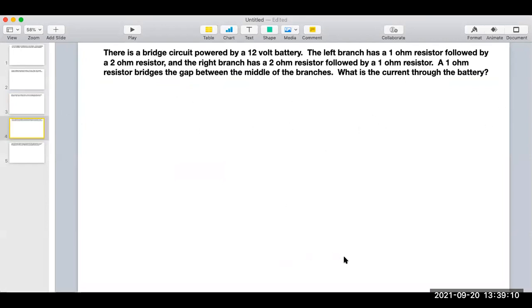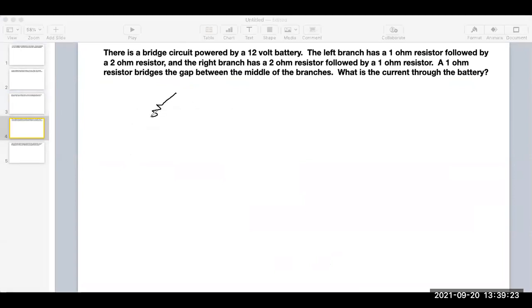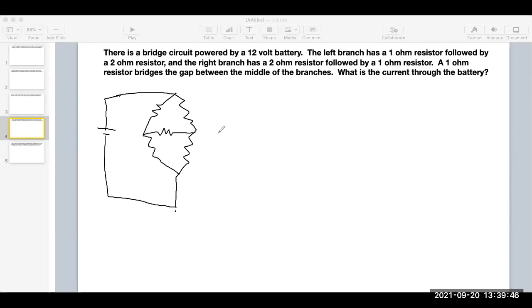So there is a bridge circuit. For a bridge circuit, it is a circuit with parallel paths and a bridge between them, which I think serves as the simplest setup of resistors that parallel and series techniques on their own don't work for.